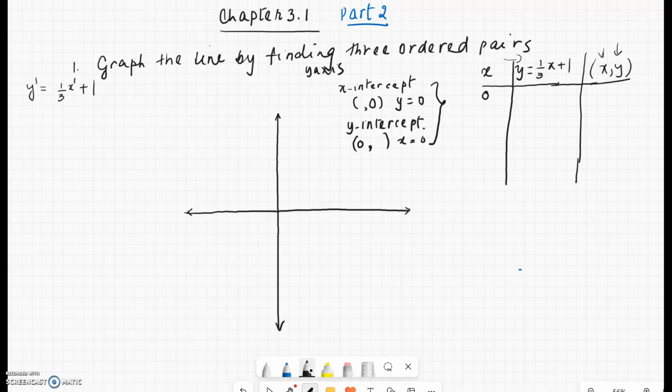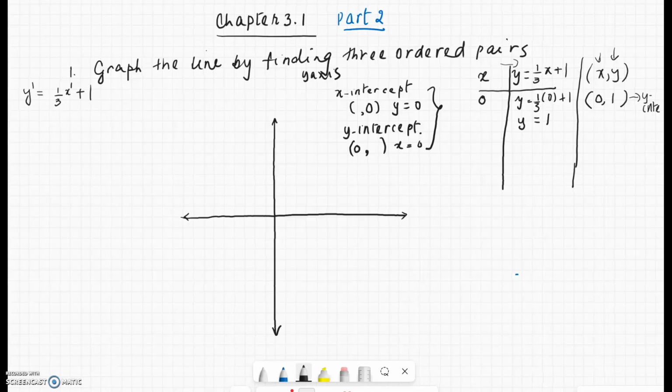So if I plug in x equals 0, y is 1/3 times 0 plus 1, and that's equal to 1. So what is the point that sits on this line? It's 0, 1. Remember, we talked about this. If the x coordinate is 0, it means it's sitting on the y-axis, so this is the y-intercept.